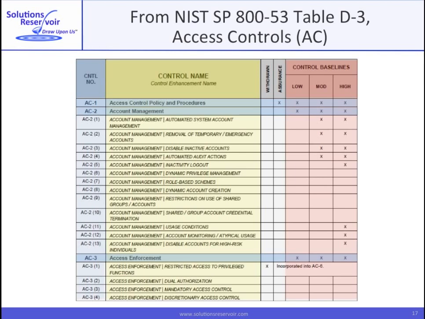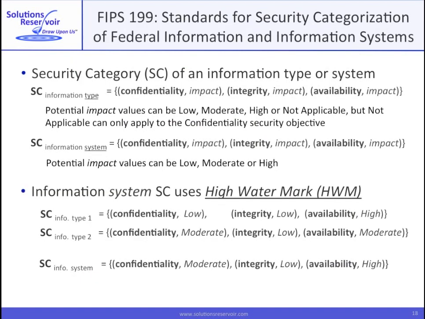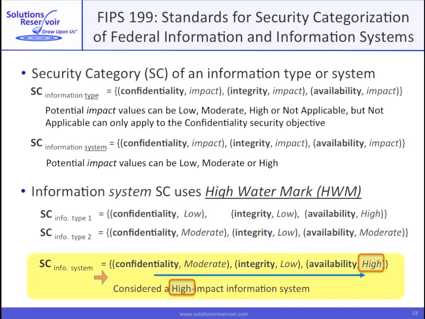Here's the slide from 853 on the access control family that we used in Part 2. Controls are applied for either a low, medium, or high impact system. Recall that by the high watermark concept, if C and I were moderate but A were high, then you had a high impact system and applied controls per the high column. In Part 2, we showed this as going down the information types to get system CINA values, and then across CINA to determine the high water mark of the system.